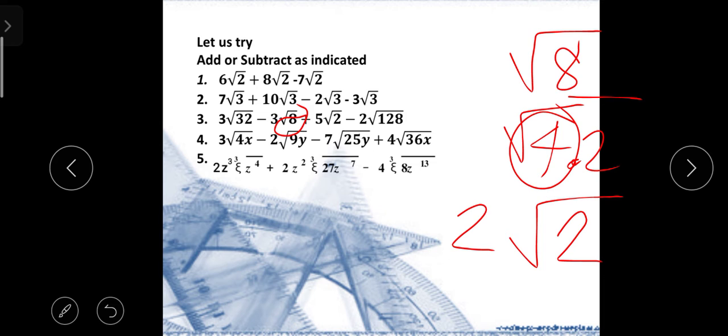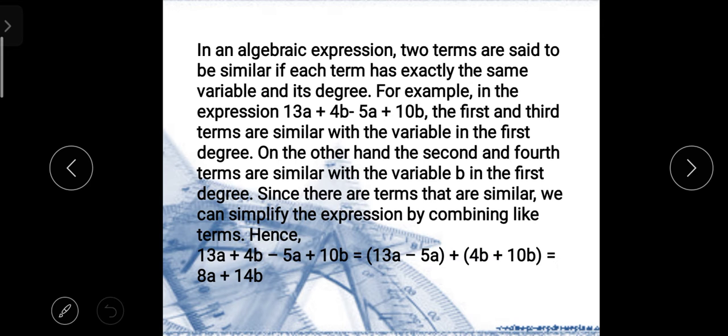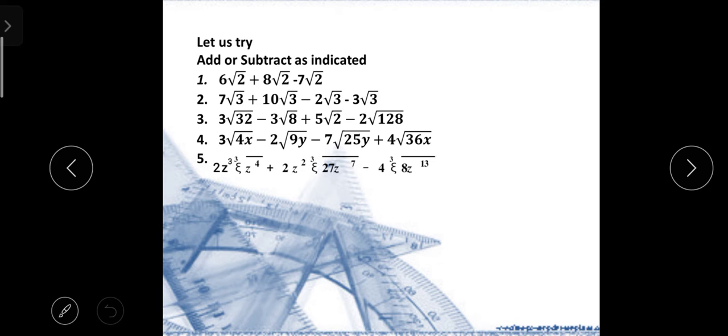So, same with the first term, since meron tayong negative 3 dito sa labas, negative 3 times 2. So, magkakaroon tayo ng negative 6. Negative 6 square root of 2 yung second term. Yung third term is square root of 2 na siya, so as is na lang yan.